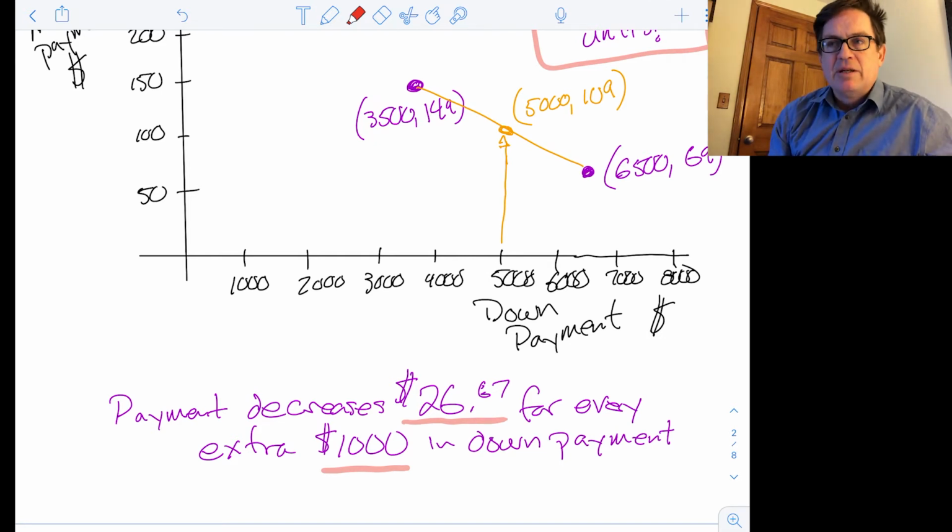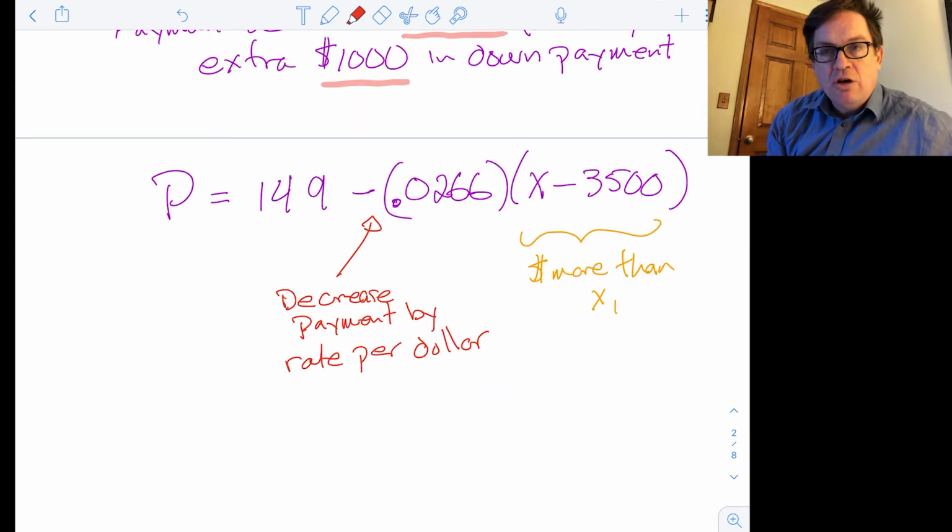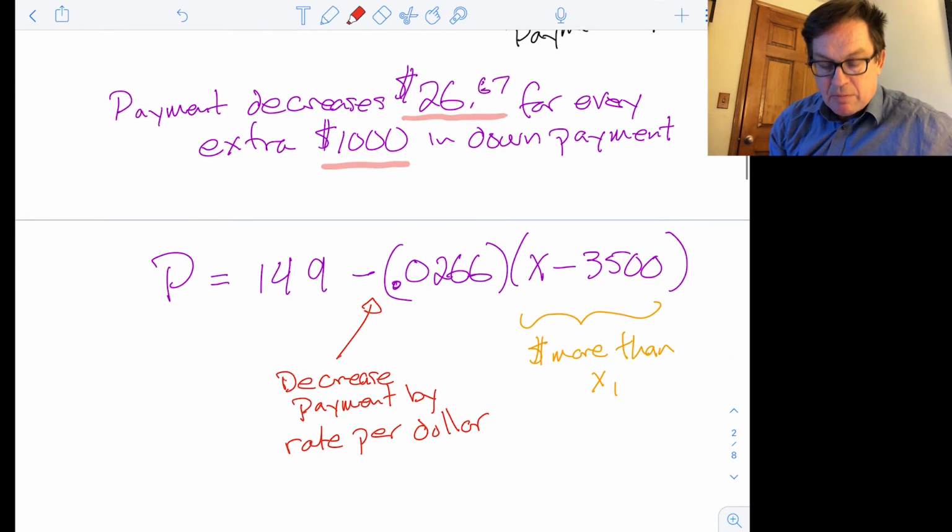Per dollar increase in down payment isn't a practical unit to use, because it makes the decreases in your monthly payment really small. So you can adjust these to a more practical situation. You could say for every $1,000 more in down payment, your monthly payment decreases by $26.67. You can also make a linear equation based on that, and we're going to talk about this.